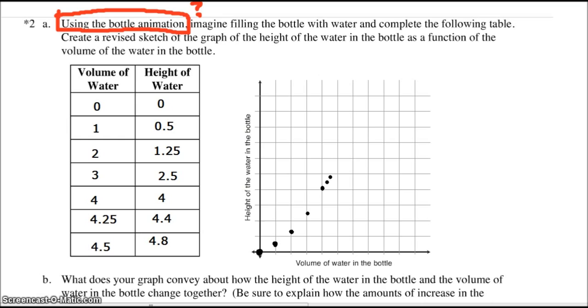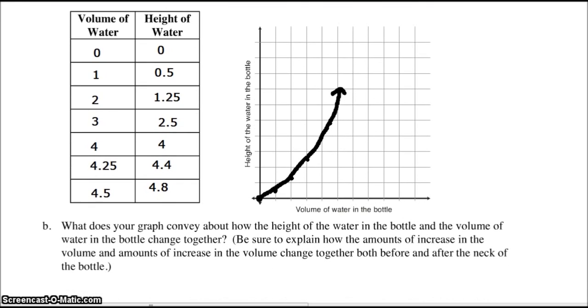So we see some sort of graph like so. Again, it looks exponential. What does your graph convey about how the height of the water in the bottle and the volume of the water in the bottle change together? Be sure to explain how the amounts of increase in the volume and amounts of increase in the height change together both before and after the neck of the bottle.